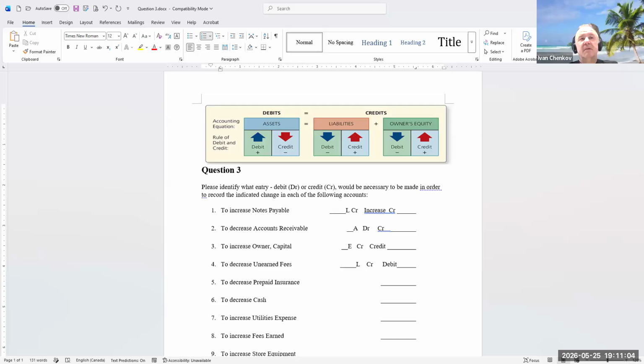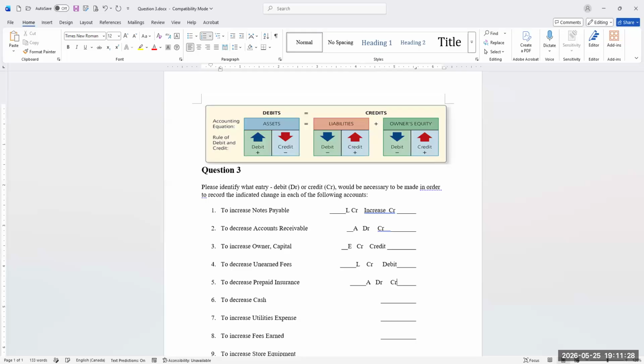Next account, prepaid insurance. That's an asset account. Why? Because we paid for something that we haven't received yet. Either we have to receive the service, or we have to get our money back. So for that reason, that's an asset. Normal balance is debit. And if I want to decrease it, I have to credit it.